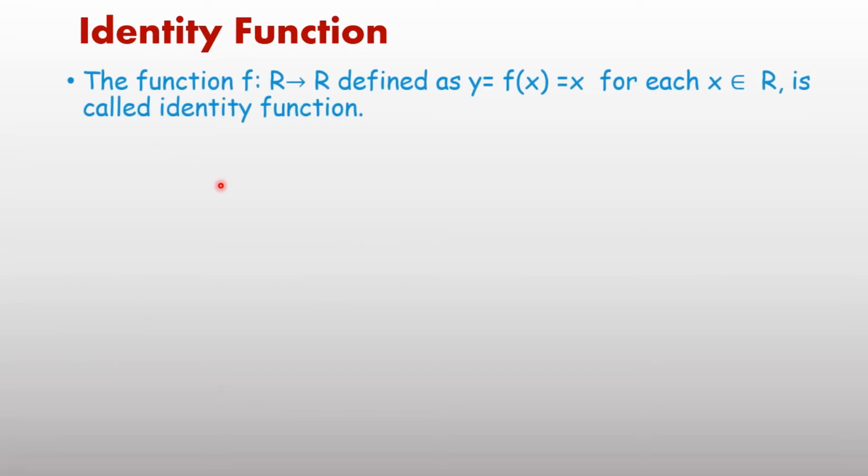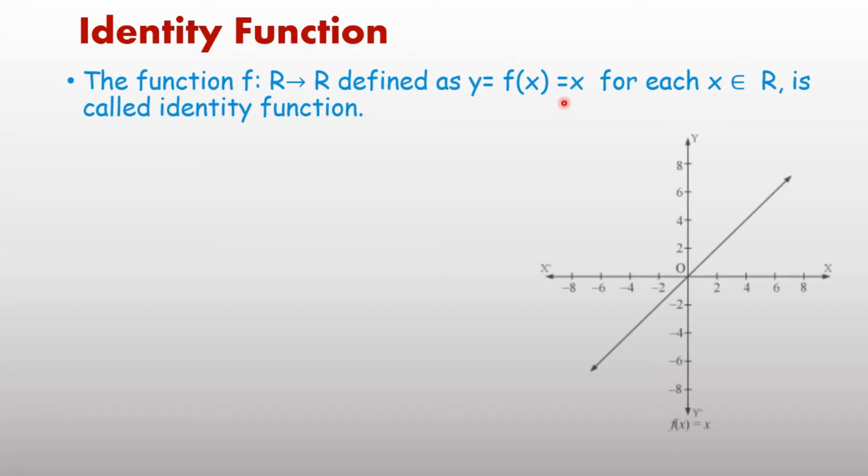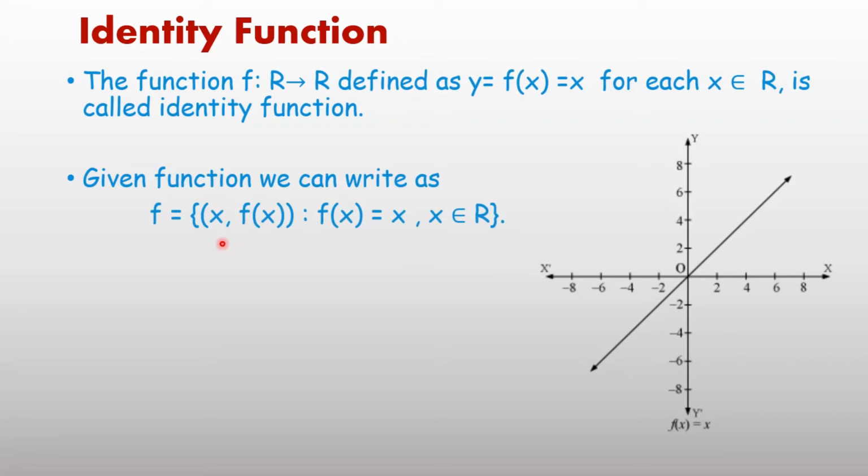Now next, identity function. Again, it is a real function, meaning a function from R to R is known as an identity function. If f(x) equals x, that is known as the identity function, or y equal to x. You can easily draw the graph for this also. Y equal to x, whatever value of x you are taking, the same value of y you will get.